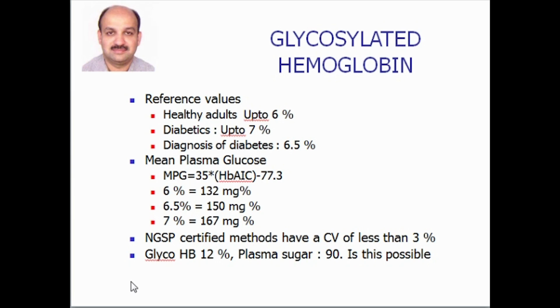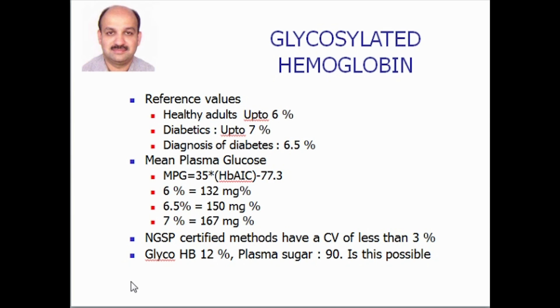Not all instruments that do glycosylated hemoglobin are equal. We have to use NGSP certified methods which have a CV of less than 3%. That is, only those methods which are accurate and consistent should be used for the measurement of glycosylated hemoglobin.